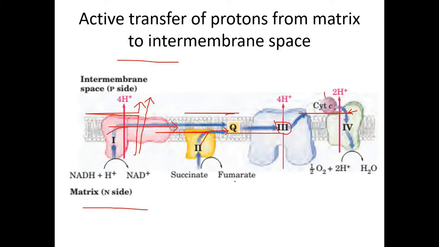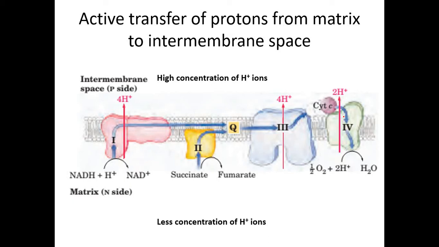Now the point to be remembered is that complex 1 transfers 4 protons for every 2 electrons it transfers. Then complex 3 also transfers 4 protons for every 2 electrons it transfers. But complex 4 transfers only 2 protons for every 2 electrons it has transferred.